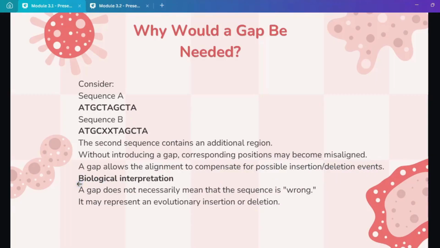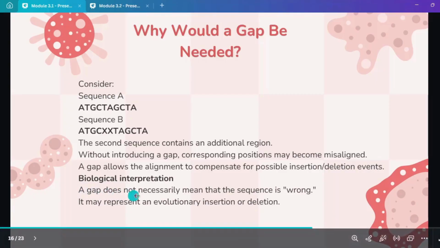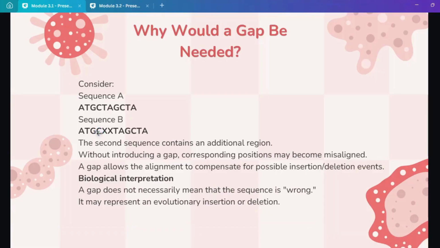Biologically, a gap does not necessarily mean that the sequence is wrong. It may represent an evolutionary insertion or deletion. In short, the gap in the sequence shows an insertion or deletion, and it shows the evolutionary linkage between those two sequences.